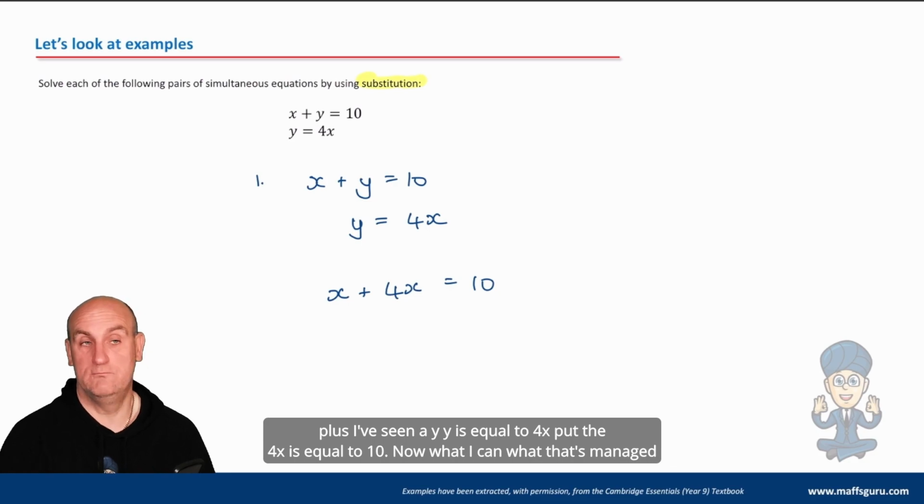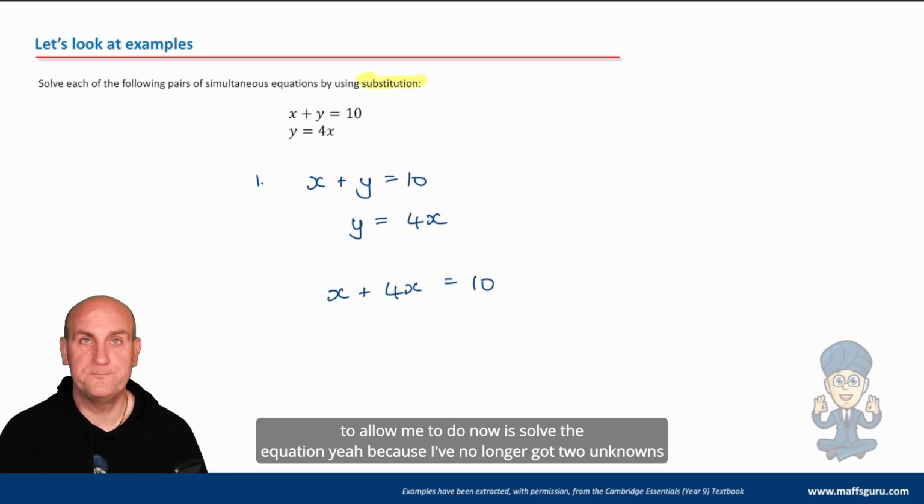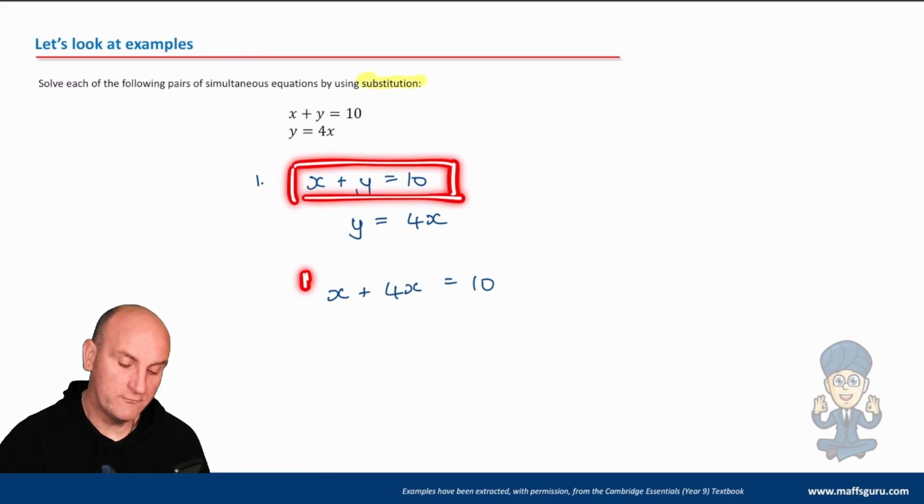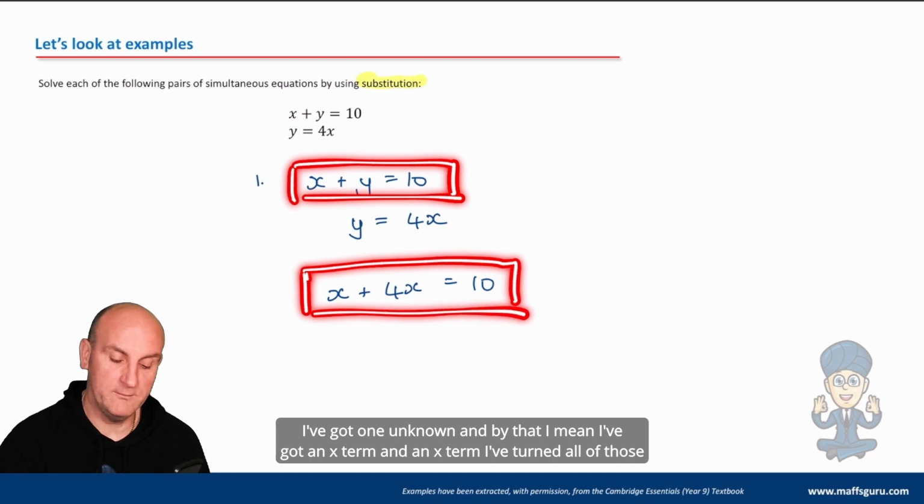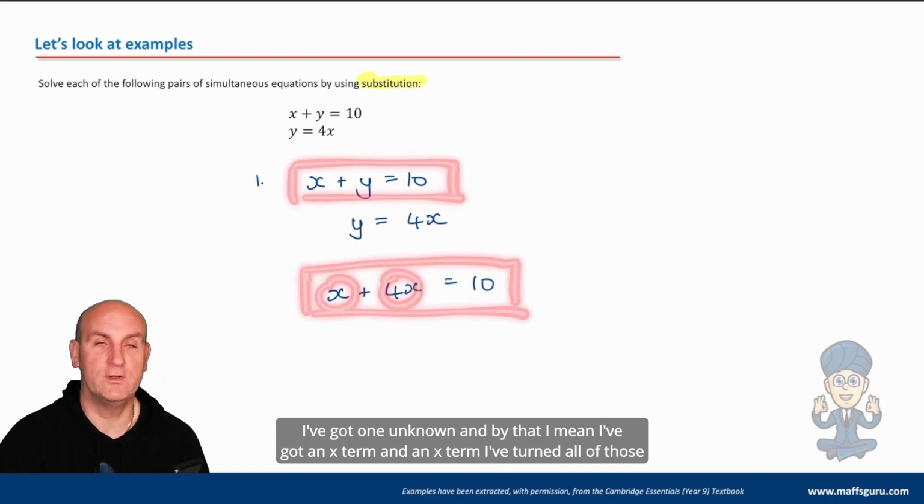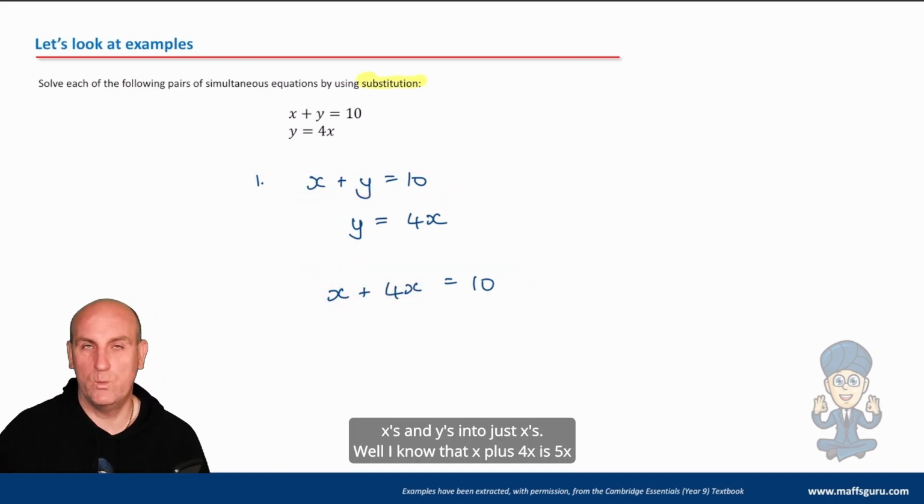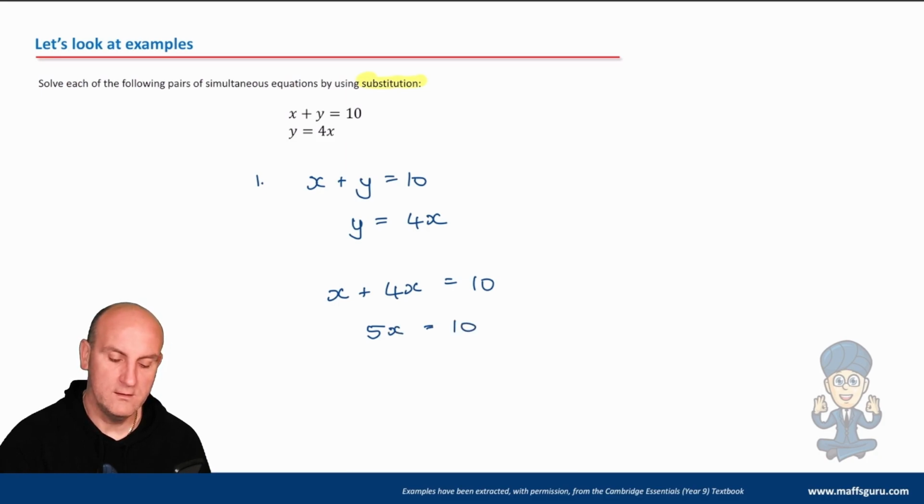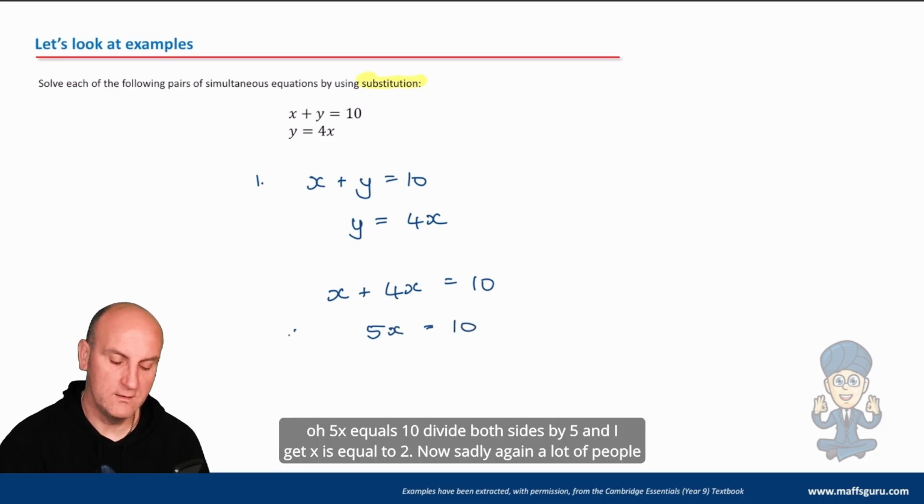Now, what that's managed to allow me to do is solve the equation, because I've no longer got two unknowns. I've got one unknown, and by that I mean I've got an x term and an x term. I've turned all of those x's and y's into just x's. Well, I know that x plus 4x is 5x. Oh, 5x equals 10. Divide both sides by 5, and I get x is equal to 2.